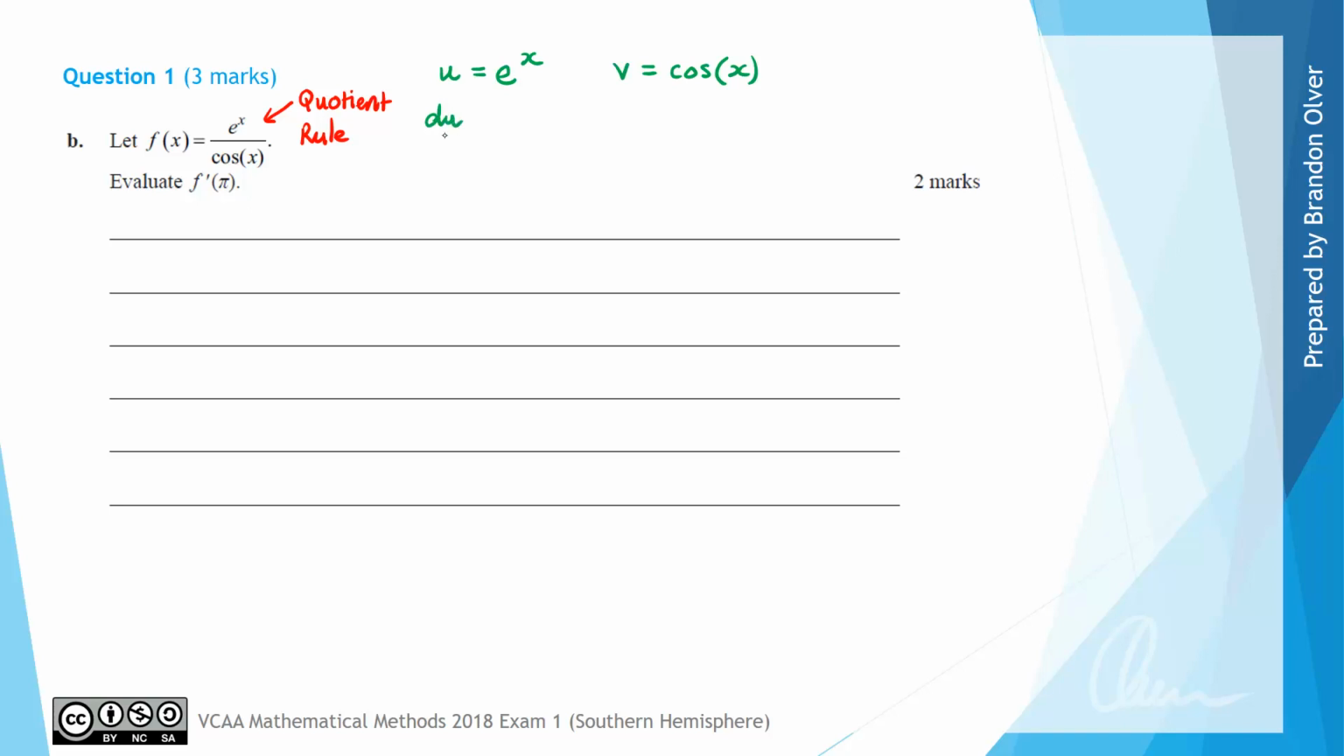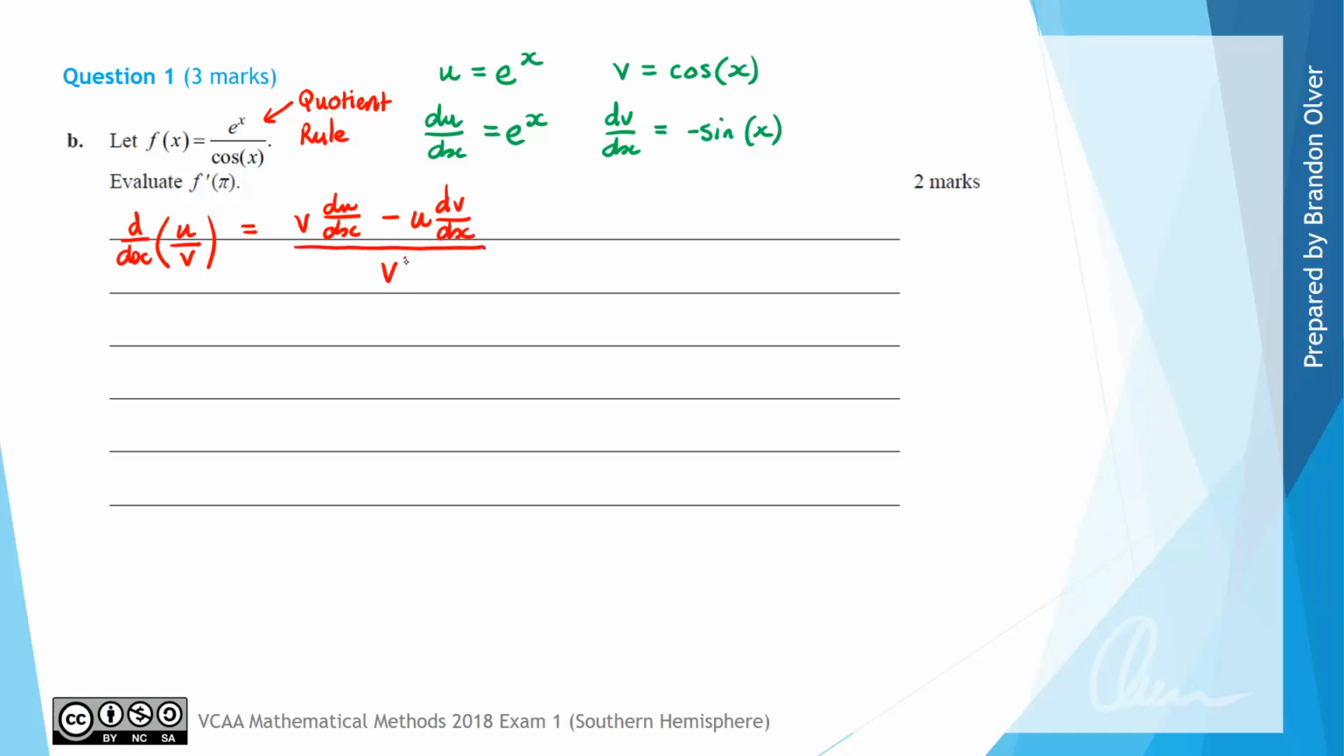And then we need to calculate du/dx, which is e to the power of x, since e to the power of x derives to e to the power of x, and dv/dx is going to be negative sine of x, since cos goes to negative sine of x. Next we can see from our formula sheet that the derivative d/dx of a function u divided by v is equal to v times du/dx minus u times dv/dx, all divided by v squared.